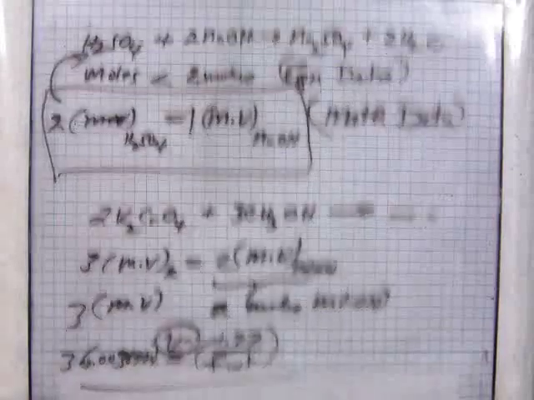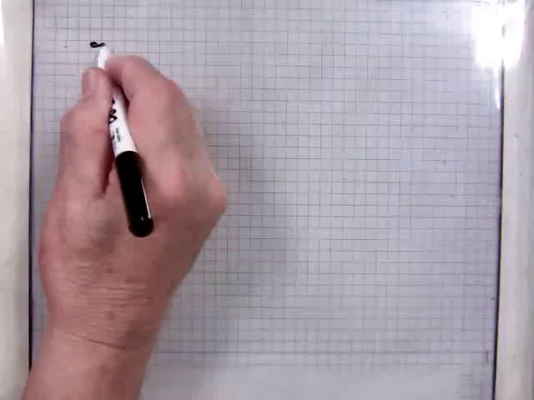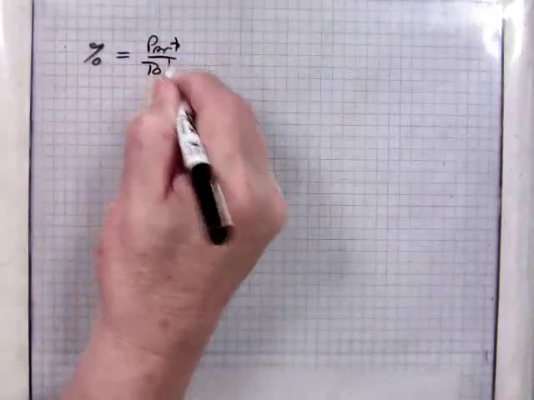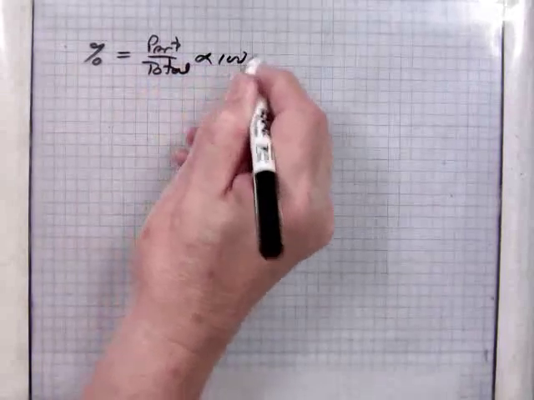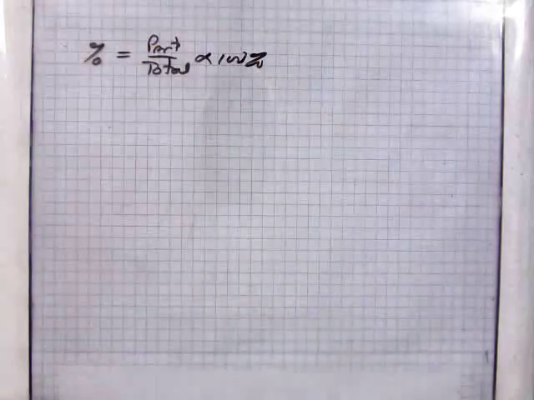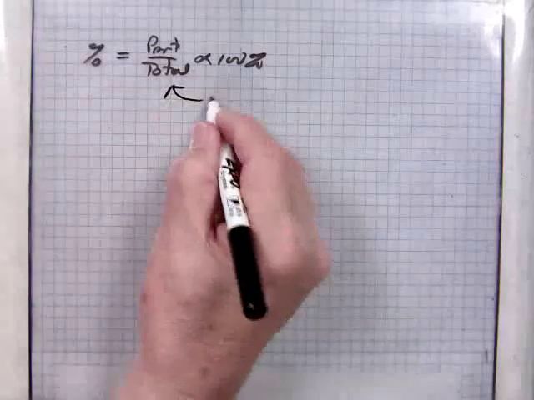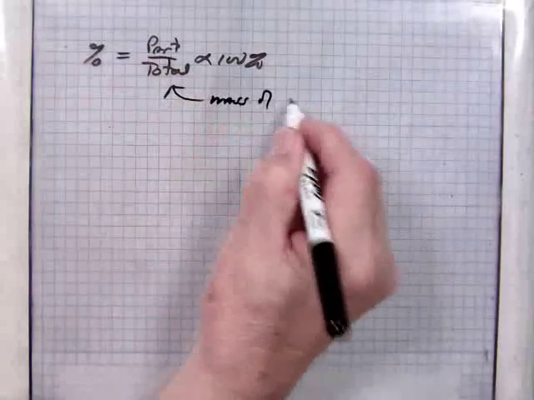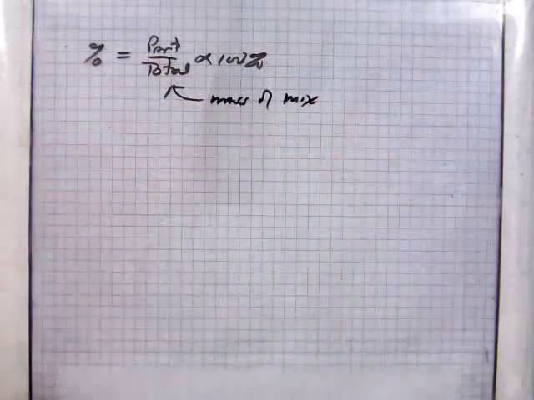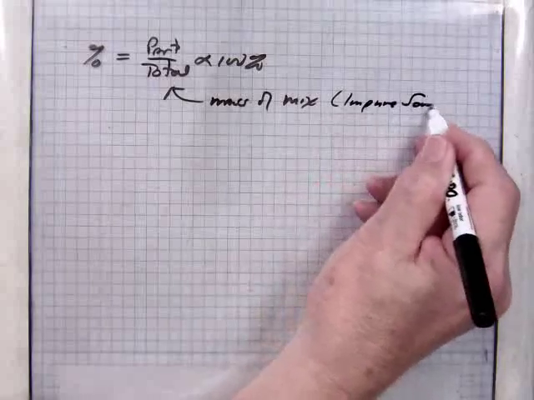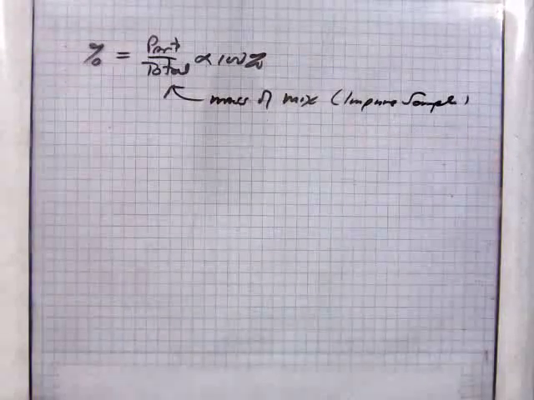So percent, say for number 9, is part over total times 100%. And what did they give you? Well, the total mass is the mass of the mixture. That's the impure sample in this case. Let's see what they give you in here.